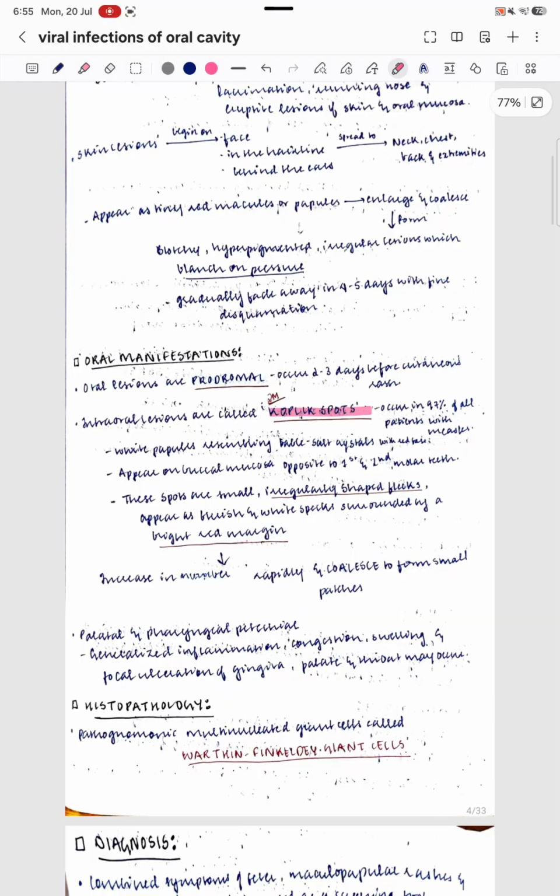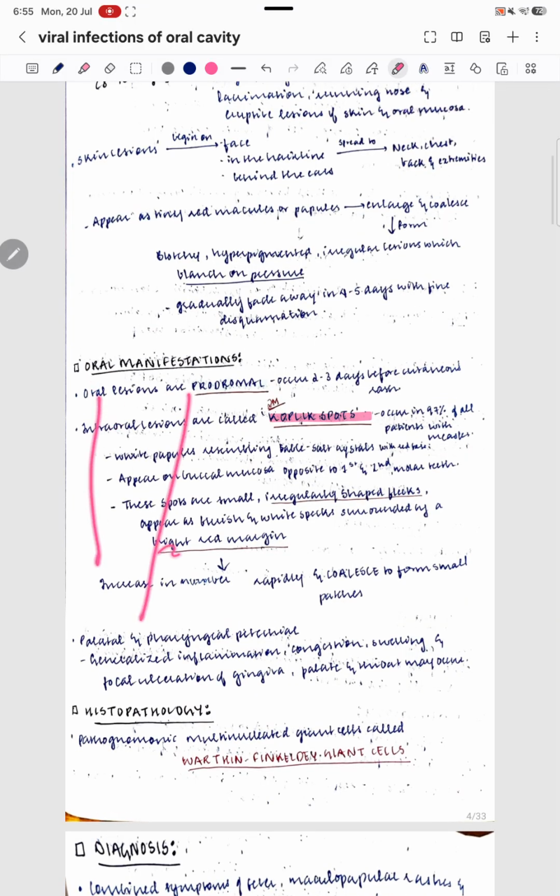So this whole 5 or 6 lines is about Koplik spot. Koplik spot has been asked as a 2 marker and 5 marker as well. So I hope you paid attention on what Koplik spots are. If not, you can rewind the video and see.